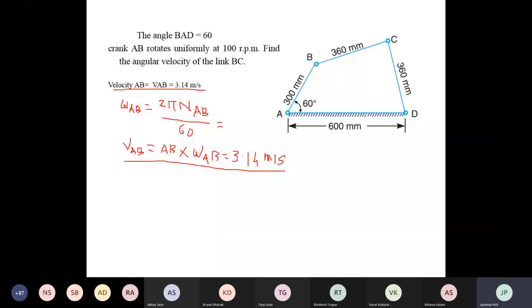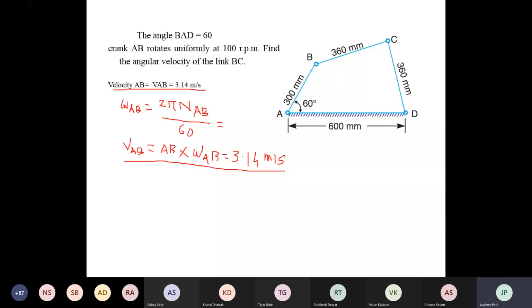Now what to do here? First of all, you have to take down the fixed point. Now you have to draw the vector diagram of the given configuration diagram. This diagram is known as the velocity diagram. In the velocity diagram, the first step is to find out the velocity of the input link. In that case, the velocity of the input link is 3.14 meter per second.